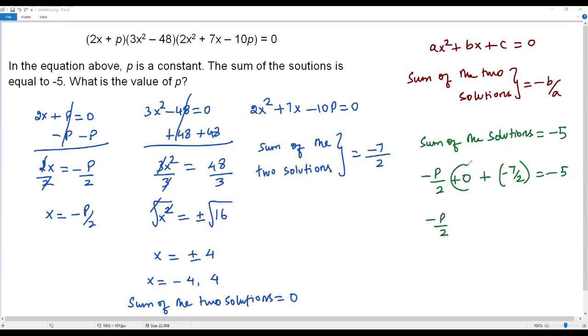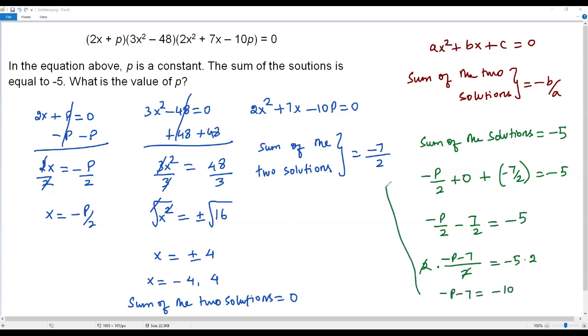Negative p over 2, we can ignore this 0. Positive times negative will become negative 7 over 2 equals negative 5. I'm getting negative p, negative 7 over 2, because the 2 fractions have the same denominator, so we can take the common denominator 2, equal to negative 5. Now I multiply both sides of the equation by 2. So then 2 will cancel out. I'm getting negative p, negative 7 equals negative 10.